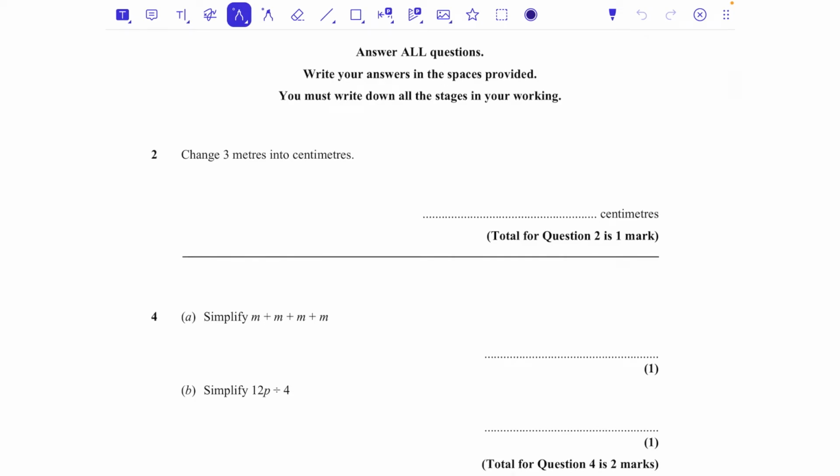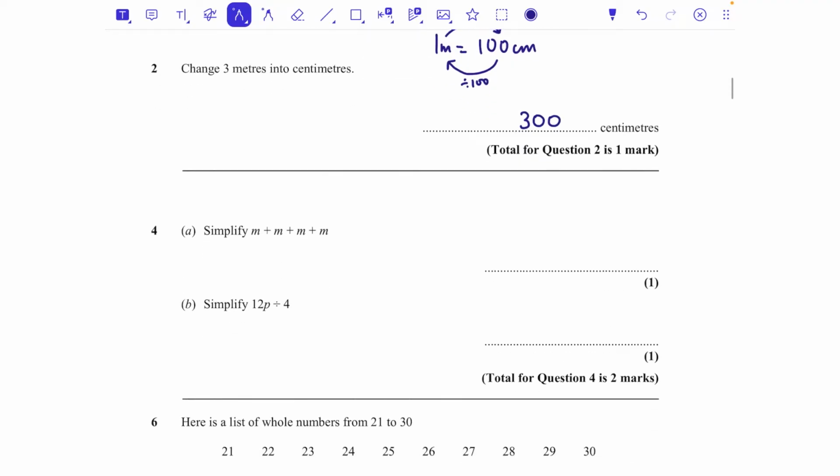Okay, question number 2. Change 3 metres into centimetres. So 1 metre is 100 centimetres. So if you're going from metres to centimetres, you would be timesing by 100, and from centimetres to metres, you'd be dividing by 100. So we're going metres to centimetres, we're going to multiply by 100, so that is 300 centimetres.